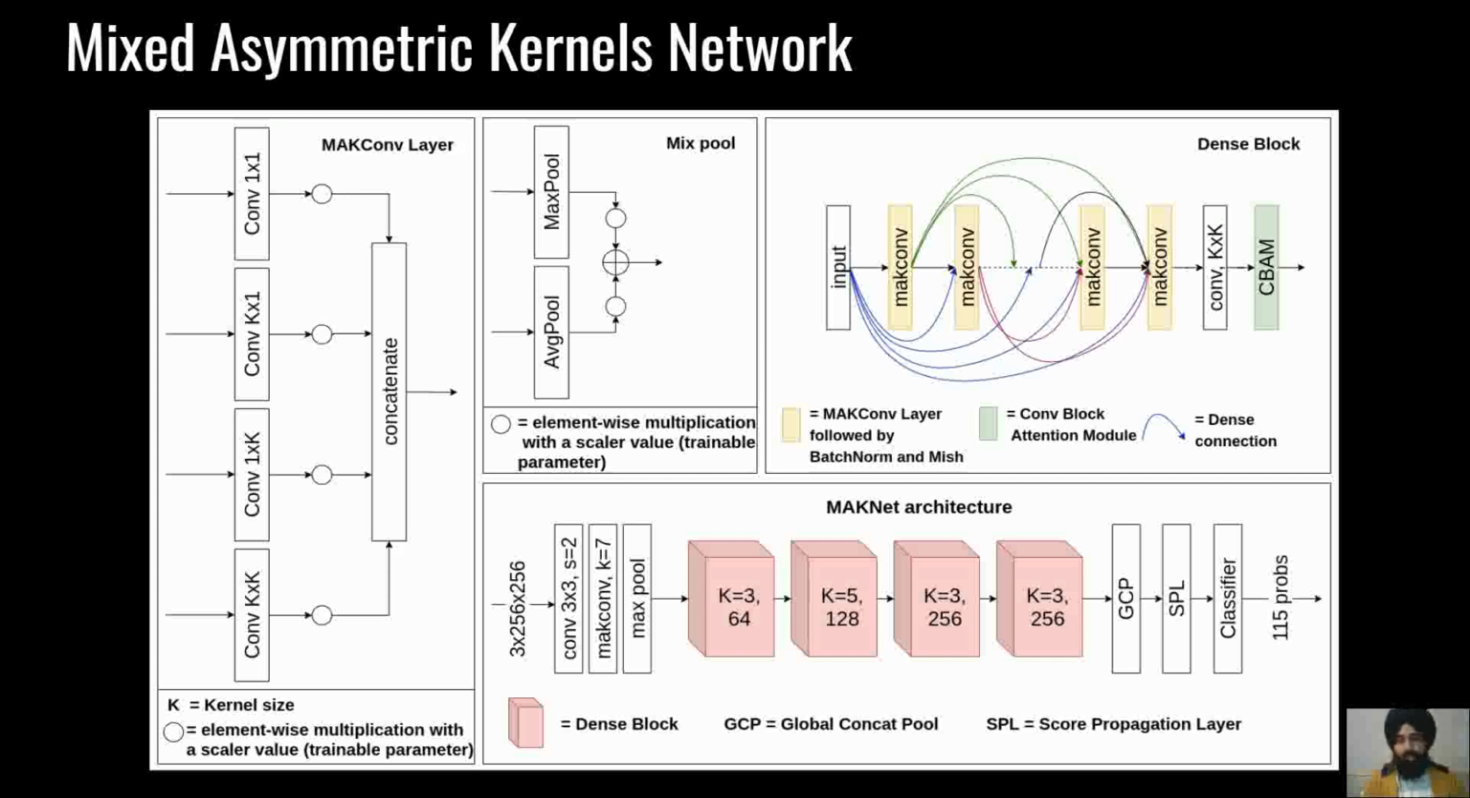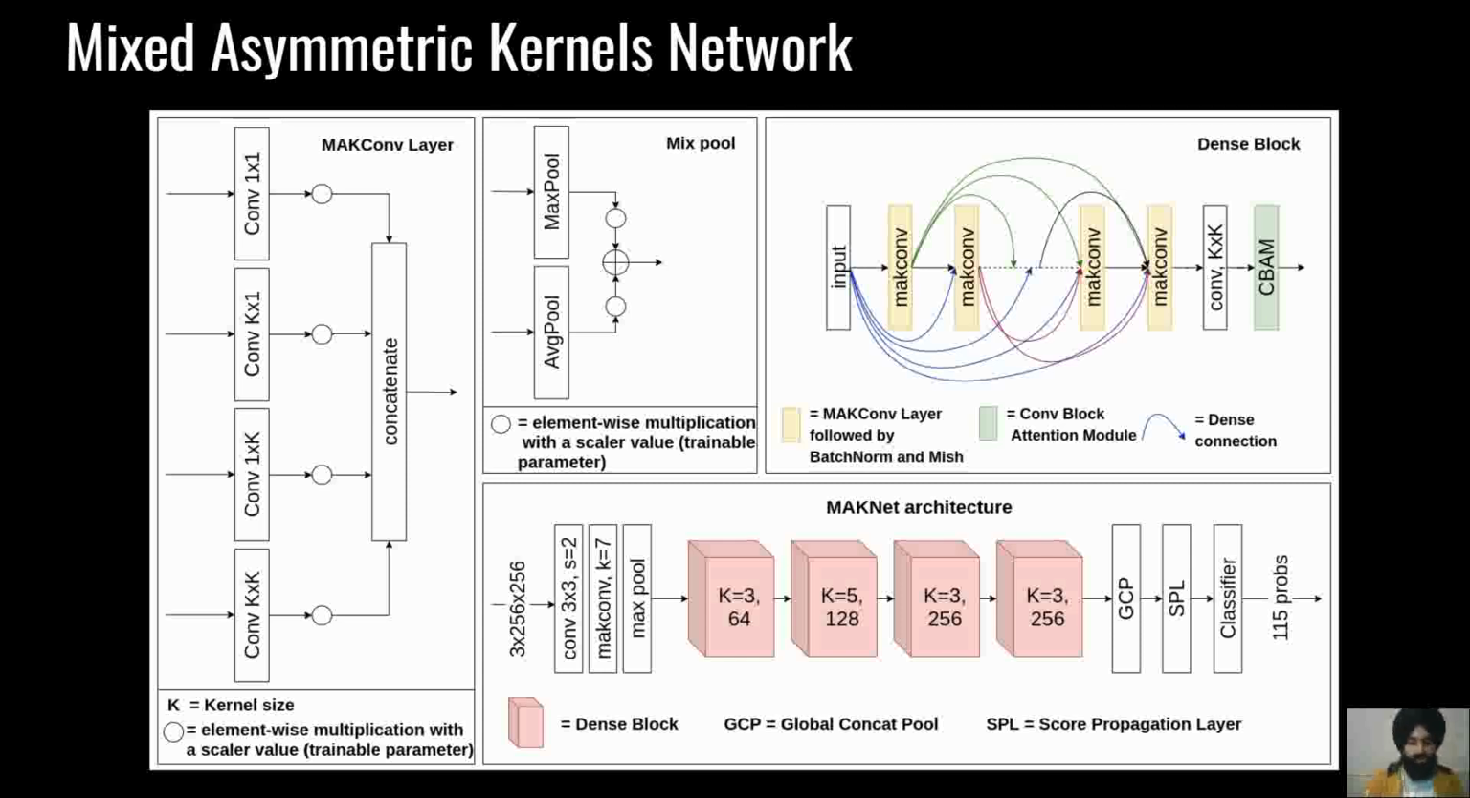Next is MARCnet's architecture. As you can see in the figure, it starts with a standard convolution layer followed by a MARC convolution layer and a max pool layer. After that, there are 4 dense blocks with 64, 128 and 256 filters. At the end, we have a global concatenation pooling layer, which is similar to a mix pool except it averages the spatial dimension to 1. After that, we use the divergence score propagation layer to enhance recall by implicitly learning the relations between labels, followed by a fully connected layer.